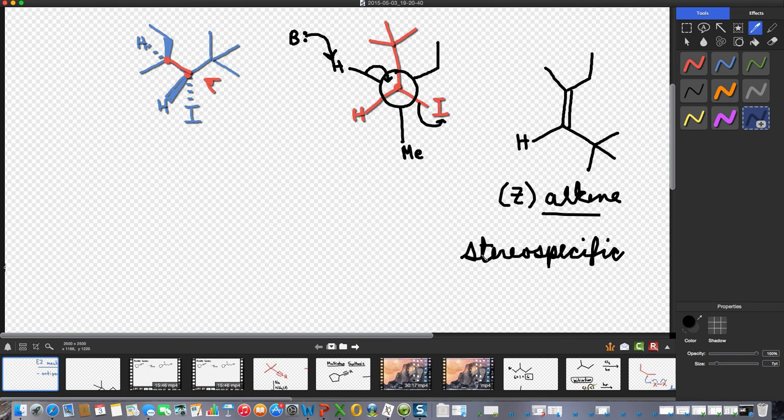Sometimes we'll get the cis-alkene, sometimes we'll get the trans-alkene. So this reaction is unique in that it can give a less thermodynamically stable alkene in a 100% yield.